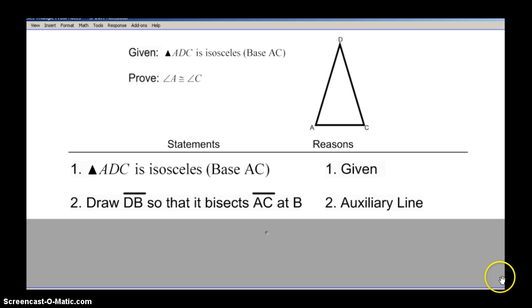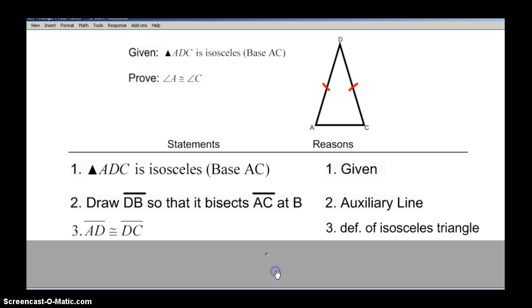So we know the triangle ADC is isosceles, and that AC is the base. So if AC is the base, I'm going to mark my figure with what I know. And I know that segment AD is congruent to segment DC, because those are the legs of the isosceles triangle. So by definition of isosceles triangle, segment AD is congruent to segment DC.